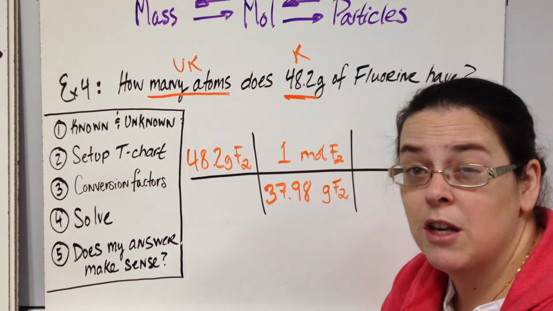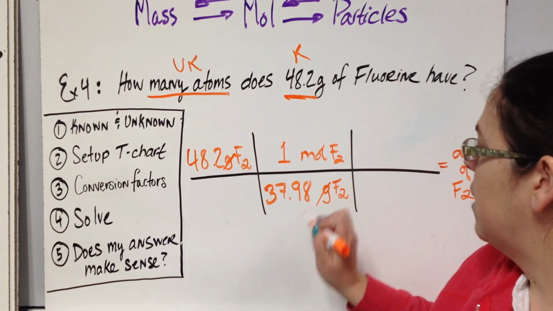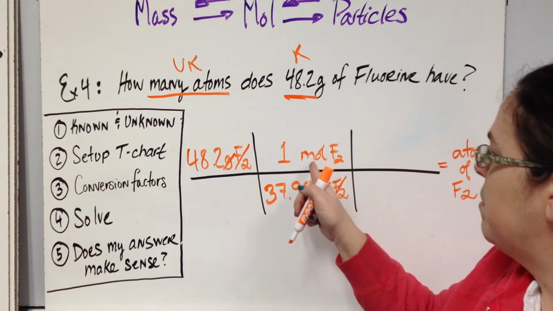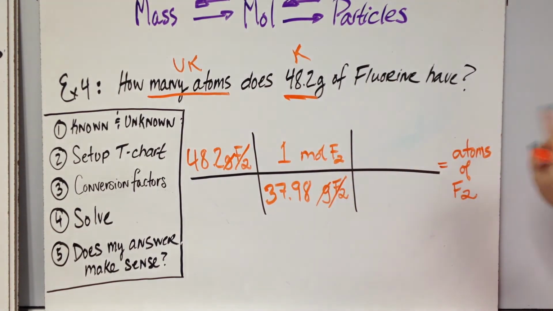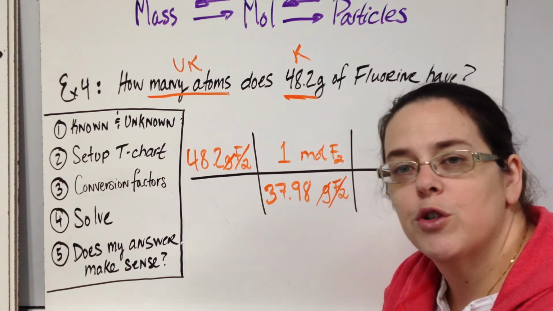Okay, so I'm going to go ahead and cross out my unit so I can do a little intermediate check to see if I'm where I need to be. My grams are the same, I'm going to cancel that. My F2 is the same, I'm going to cancel that. I'm at moles of F2, but I need to be at atoms of F2, so I'm not done yet. So I have to keep going. I'm here, and I need to get to here.